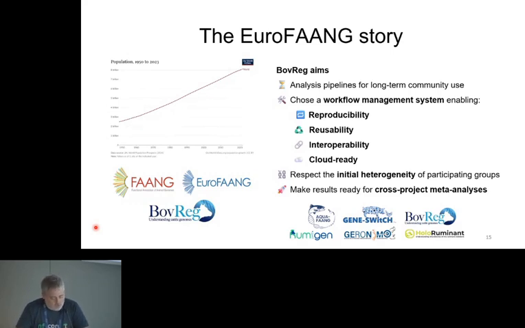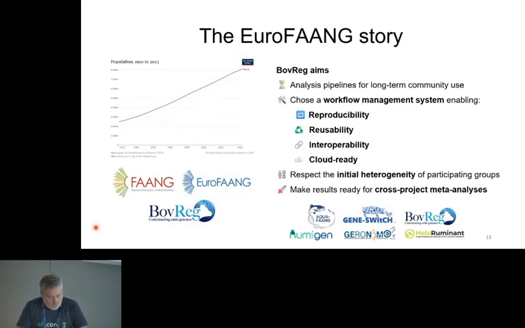And actually, I was part of BovReg. This is the bovine regulation project. It's kind of an ENCODE for cows. And the aim, when we started the project, we were actually providing the bioinformatics resources for analyzing the data in the project in our group. And the idea when we started the project was that the analysis pipelines that we developed or that we used during the project were a long-lasting resource for the community.